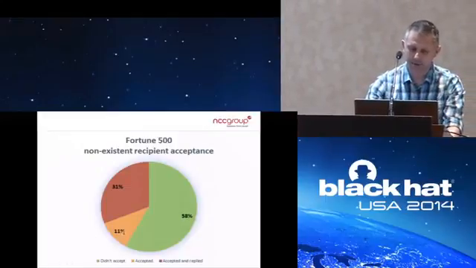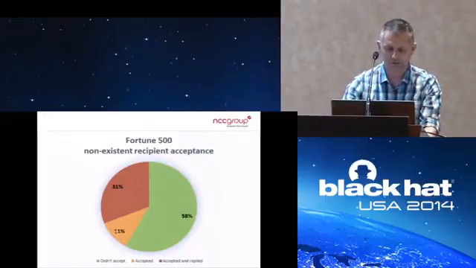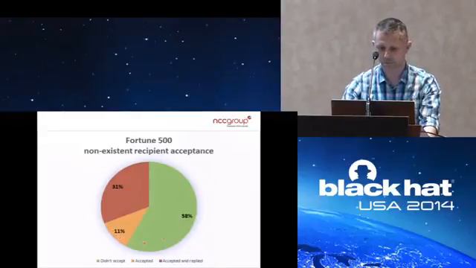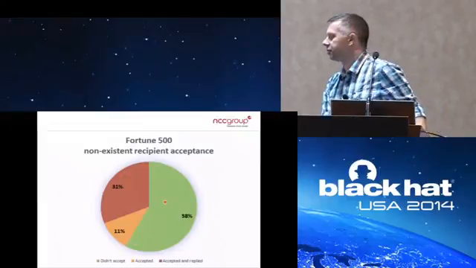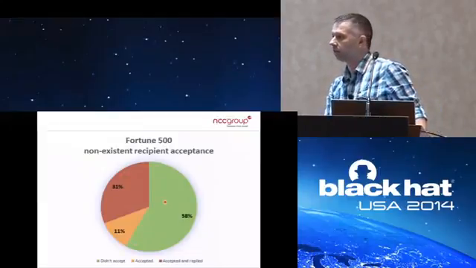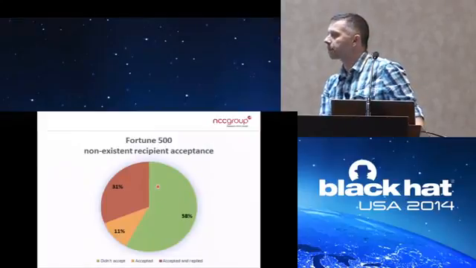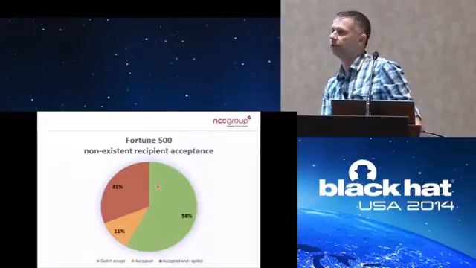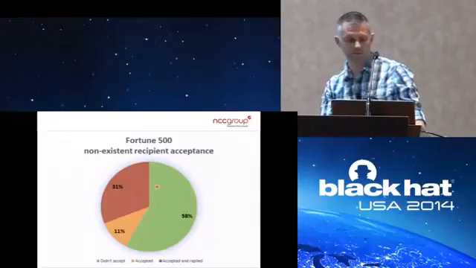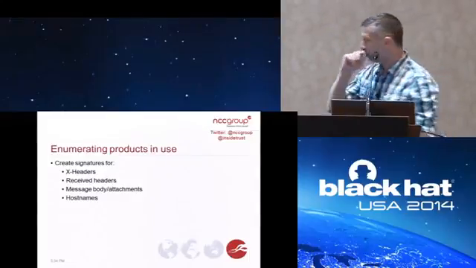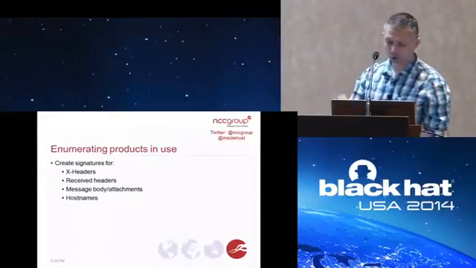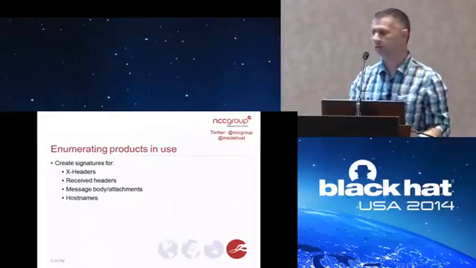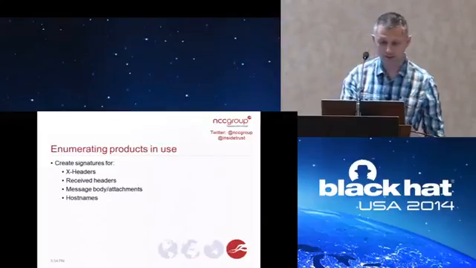This slice here, accept but didn't respond, is probably because of additional spam filtering. But even with this 58%, where they're not accepting messages to non-existent users, I can still enumerate policy with these organizations because I can send to accounts which do exist and have an autoresponder, such as people with out of office switched on or some other kind of autoresponder. So the things I can do to find the product versions: I can look at X headers, received headers, sometimes the format of the message body, stuff like that.